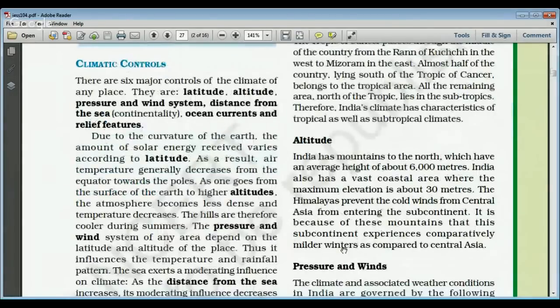Now, if you see about the climate controls, there are actually six major controls of the climate of any place, and they are latitude, then altitude, then pressure and wind system, then distance from the sea, also known as continentality, which I've told you about, and then ocean current and relief features. So these are the six major controls of the climate of any place.